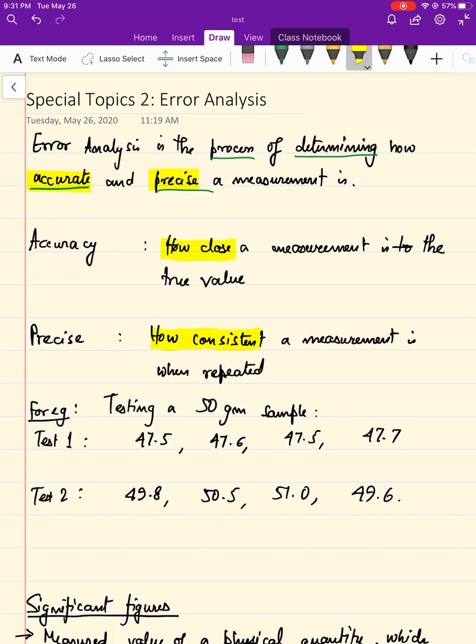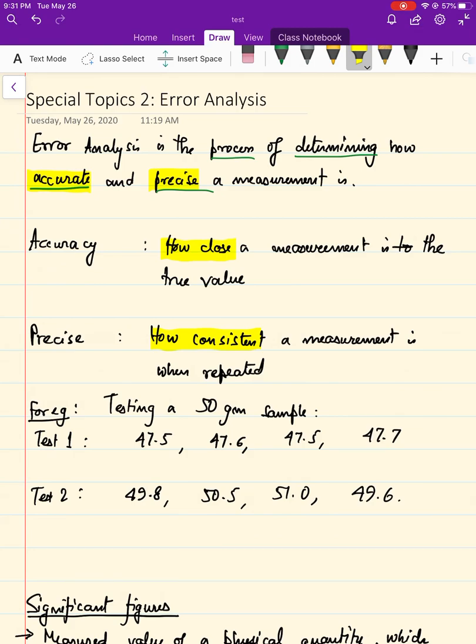And when we see that the experiment that we are trying to perform is giving us results which are not so accurate to the real value but lie close within that measurement that we are trying to take, in that case we say that it is accurate.